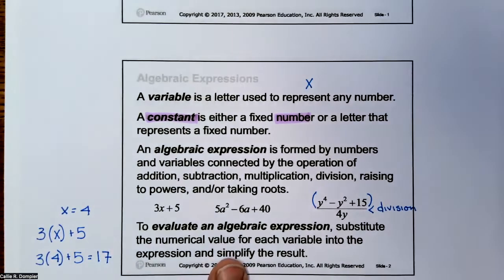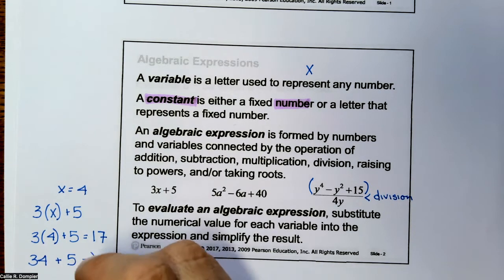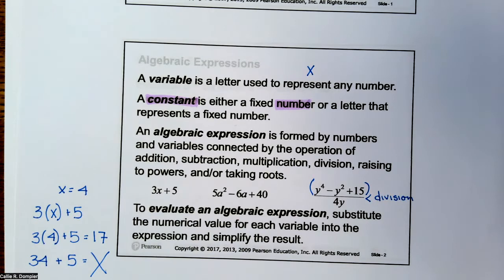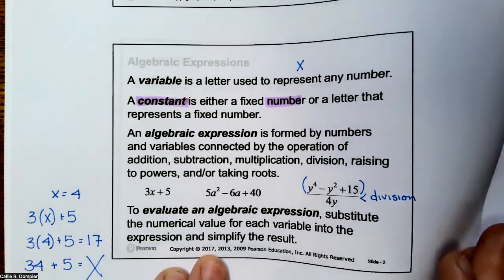Whereas if you forget or omit the parentheses, you might just write 3 times 4 plus 5, and that looks like 34 plus 5, and that's not what we want, right? So that's why I always put parentheses around the variable before I substitute.